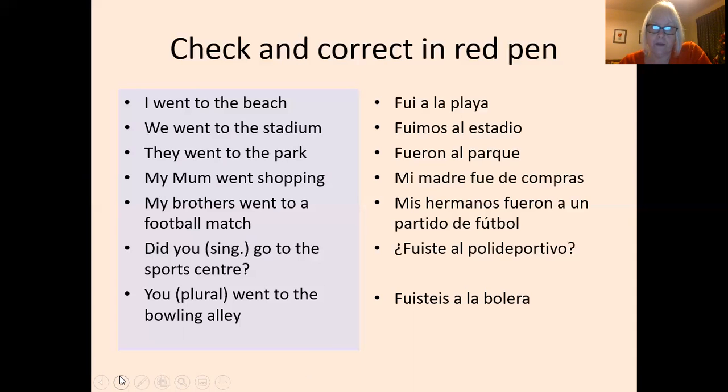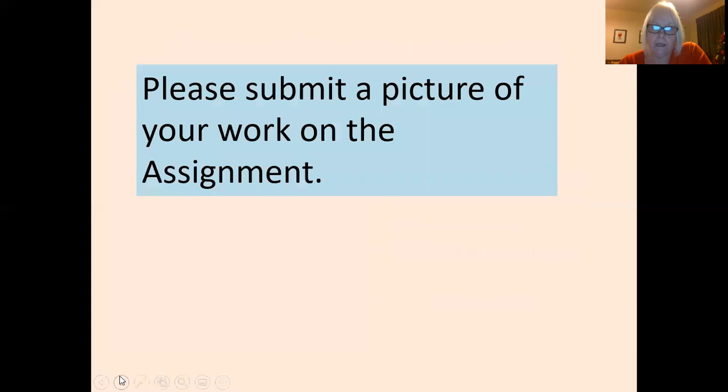Okay, so hopefully you've now corrected everything. And what I want you to do now is to submit a picture of all your work on the assignment. Okay, so how did you do in the listening? How did you do in those translations? Have you written down the table really clearly? Will you be able to look back and use that for reference next lesson?